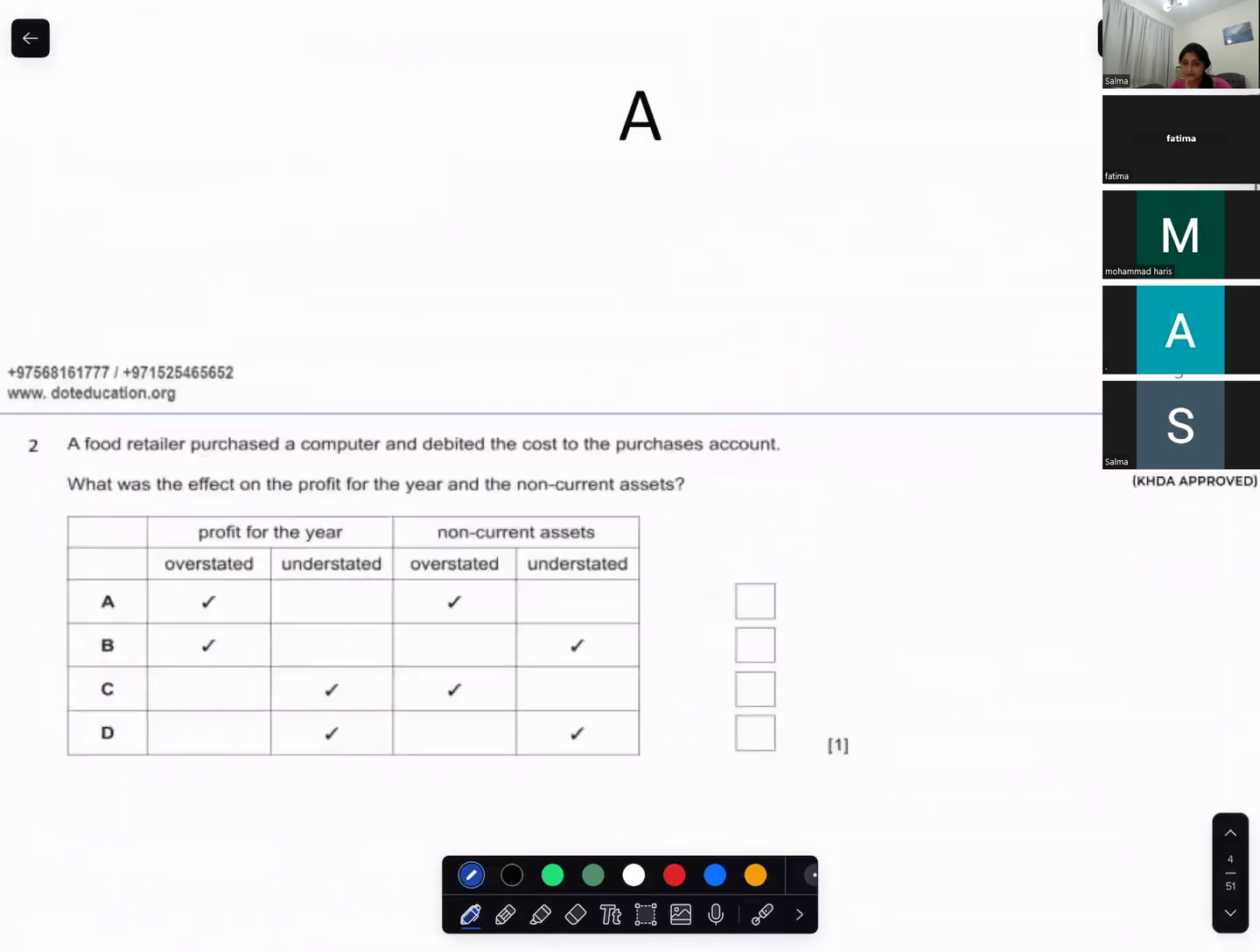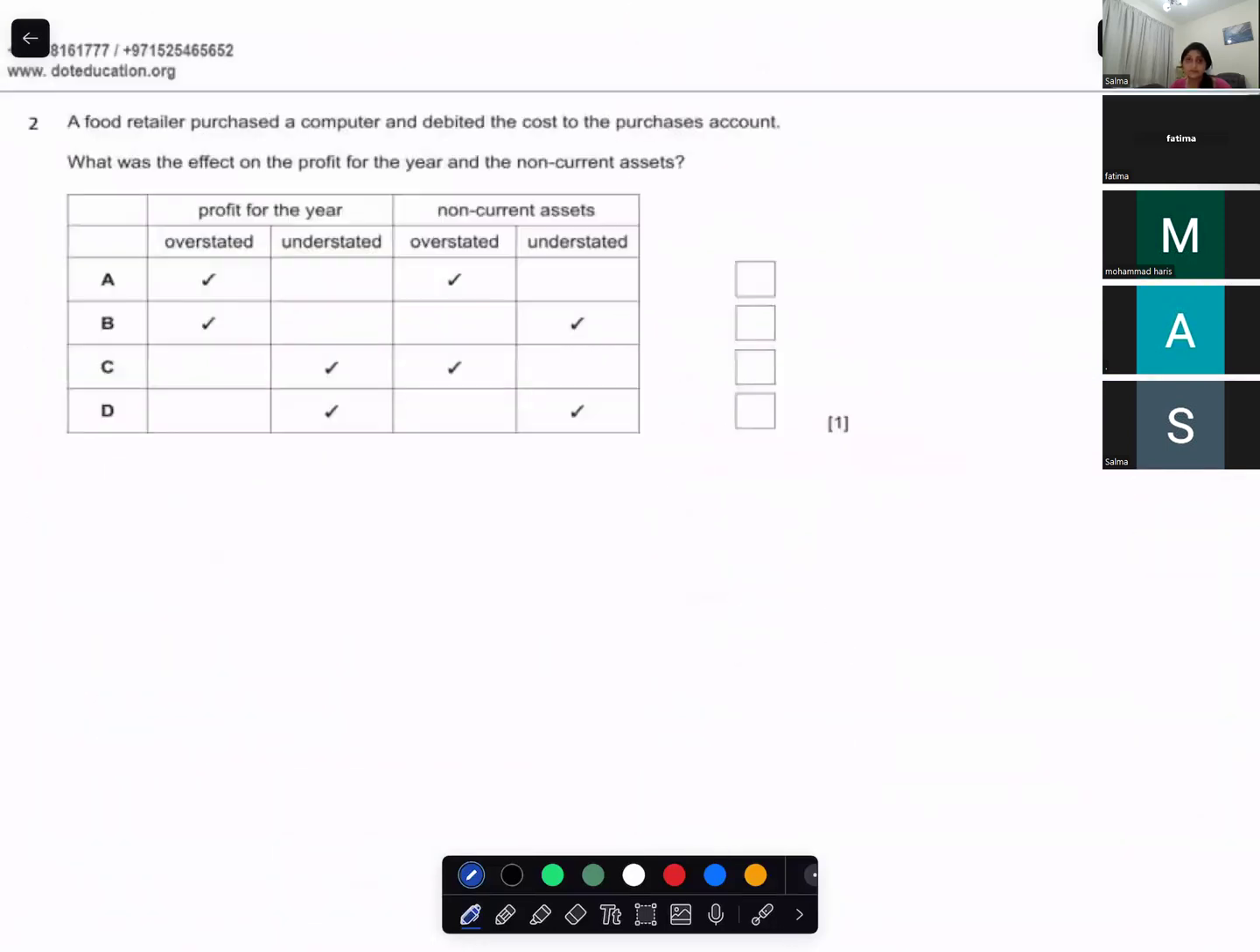Come on, whose turn? Mahad. A food retailer purchased a computer and debited the cost to the account. Look, when you have such type of questions, you really don't know what you want to read. So in this scenario, what you have to do is first try to see what they want from you. What do they want from you? They want the effect on profit for the year and non-current assets.